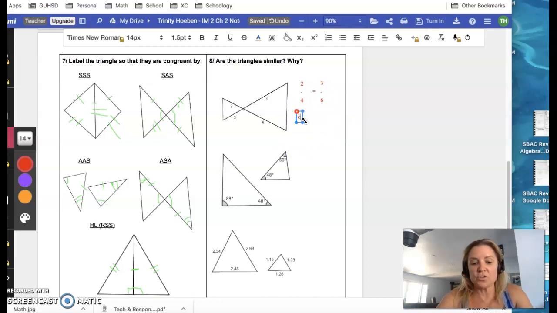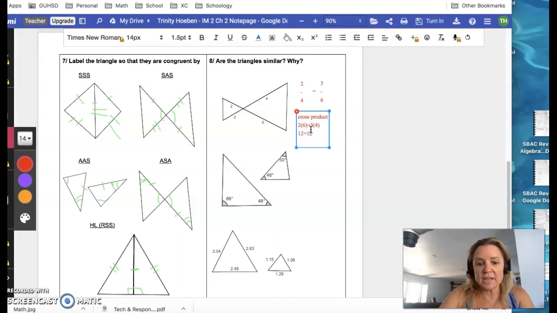I'm going to do something called the cross product. That means I'm going to multiply from the numerator to the denominator this way and from the numerator to the denominator this way. So I'm going to multiply 2 times 6 and see if that is equal to 3 times 4. And some of you have already finished that in your head. 2 times 6 is 12. 3 times 4 is also 12. So are they similar? Yes, they are. They have the same proportion.